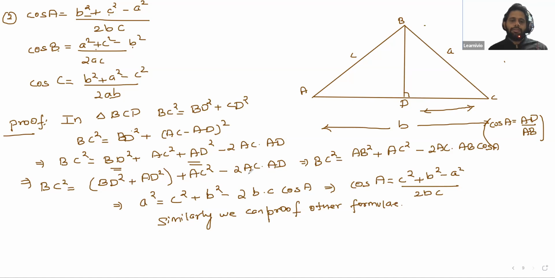Then यहाँ से देखते हैं. So ये हमारा साइड है, ये भी है. AD हमारा साइड नहीं है. हमने क्या किया? We need to remove this AD. AD कैसे remove होगा? We need to use cos A is equal to AD by AB.